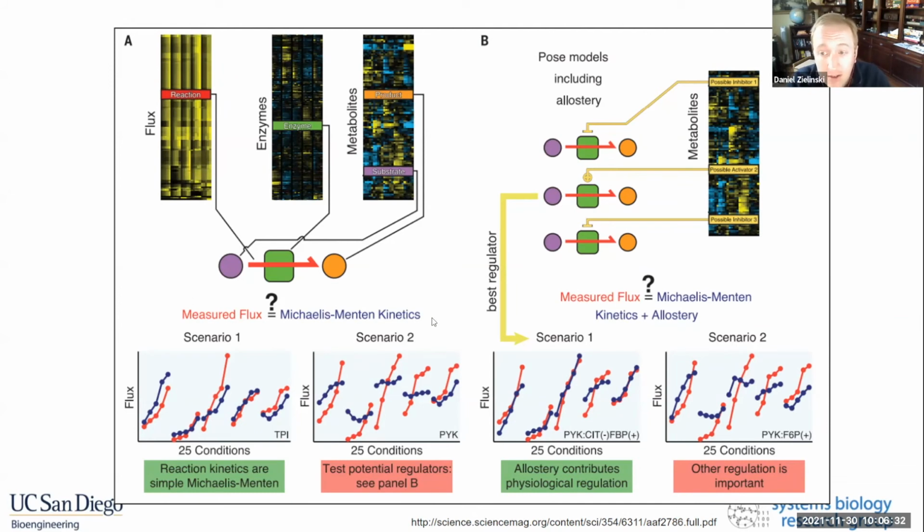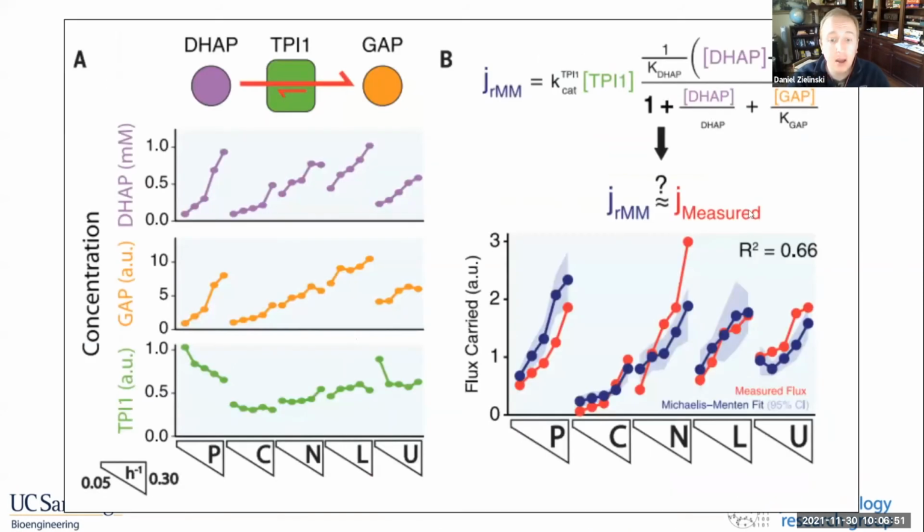And then what they did further beyond that is for cases where it doesn't look like it works, can they make it work by accounting for previously unaccounted for regulators and factors that we can actually add into a new Michaelis-Menten rate law? So let's look at a case that works first off, which is this TPI reaction. Very simple glycolytic reaction going from dihydroxyacetone phosphate to glyceraldehyde 3-phosphate.